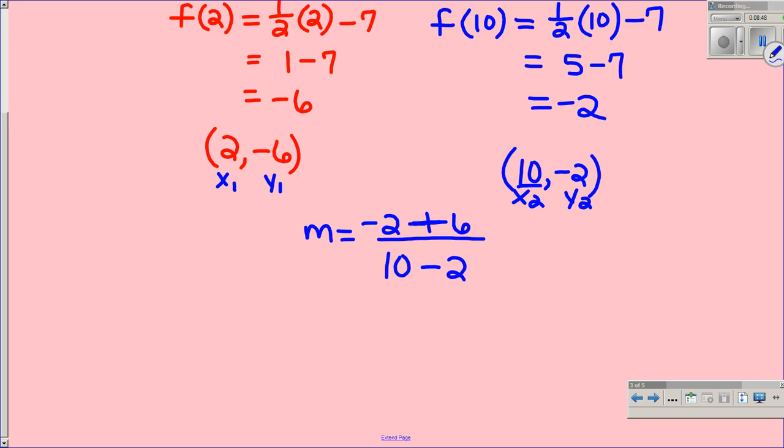Now we're just going to simplify as much as we can. Negative 2 plus 6 simplifies to positive 4, and 10 minus 2 will simplify to 8. 4 over 8 reduces to 1 over 2, 1/2. So your average rate of change for this function is 1/2.